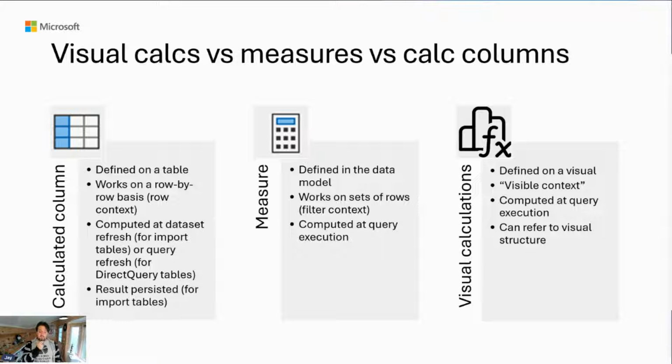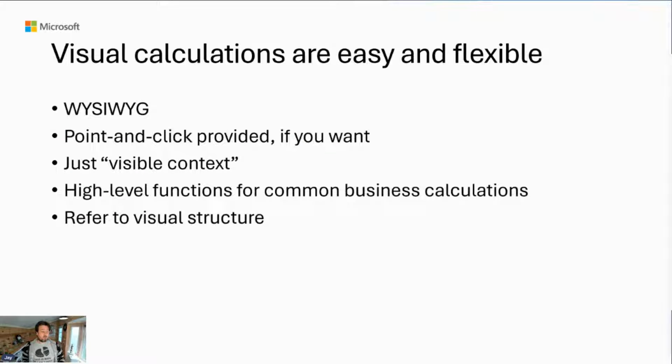So they are defined on the visual. You use the context of the visual. They're computed at query execution, so they don't bloat your model like calculated columns. And then they have nifty tricks that allow you to refer to the visual structure, which I'll show you in just a sec. So to wrap this one up, it's basically WYSIWYG. What you see is what you get.